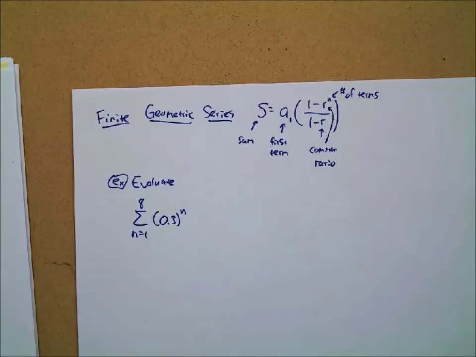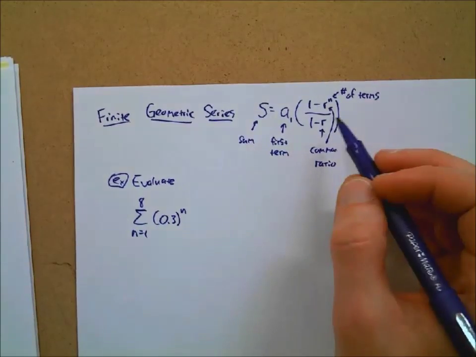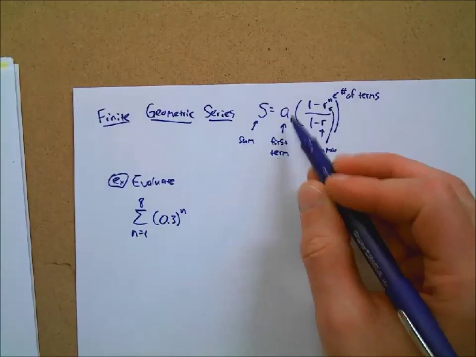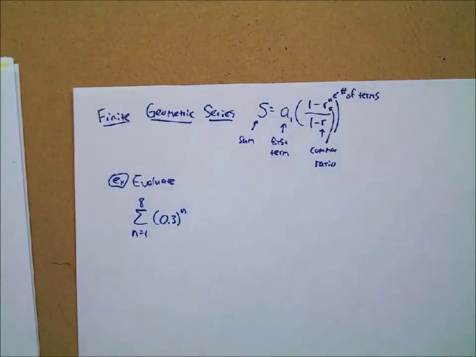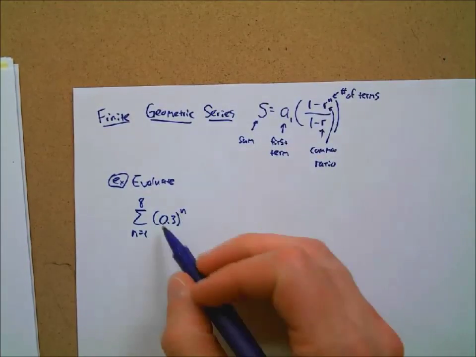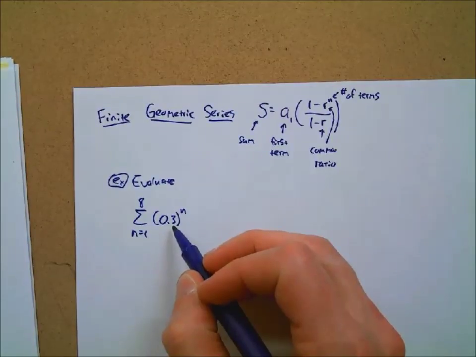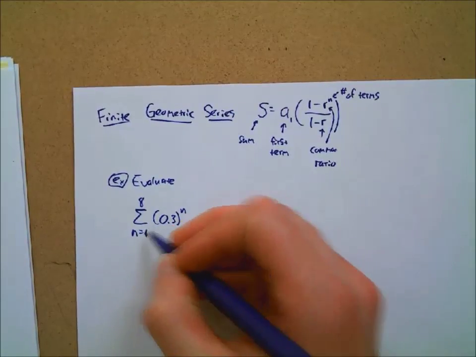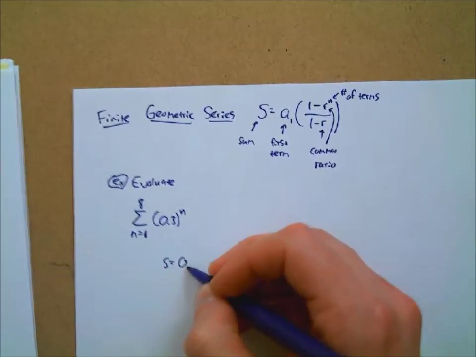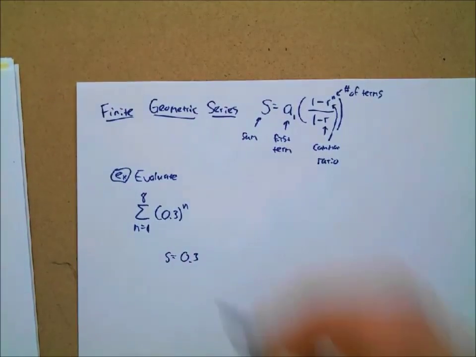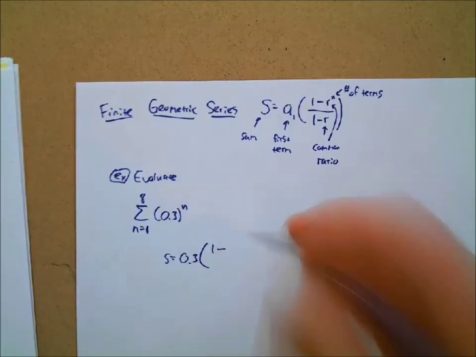So, in order to find our sum, in order to use our formula here, we need to know a few things. For example, we need to know what the first term is. What is the first term of this series going to be? 0.3 to the first power, right? Because we start at n equals 1. So our sum is going to be 0.3 to the 1, or just 0.3, times 1 minus. What's our common ratio going to be here?